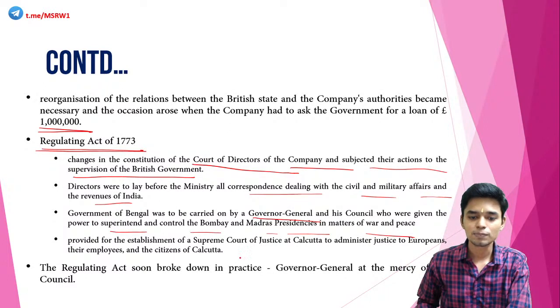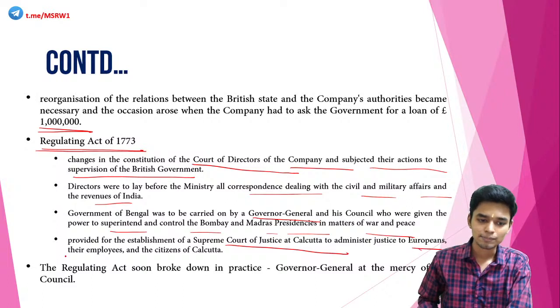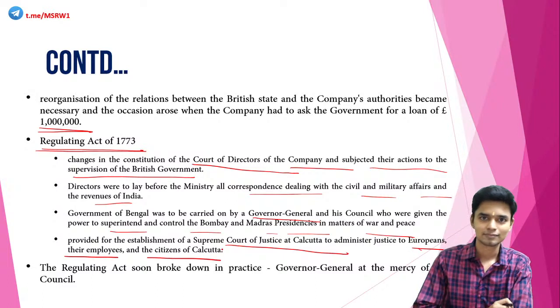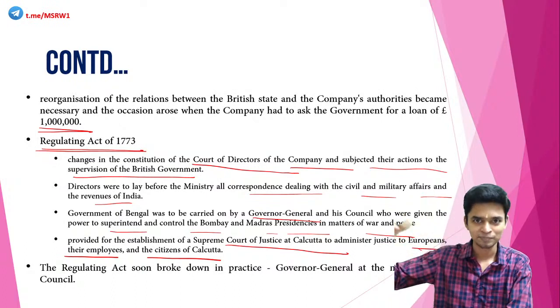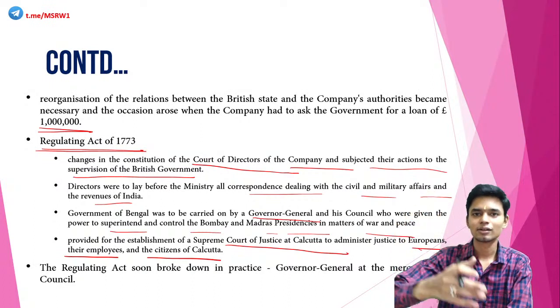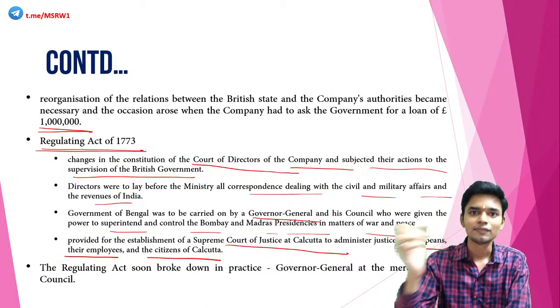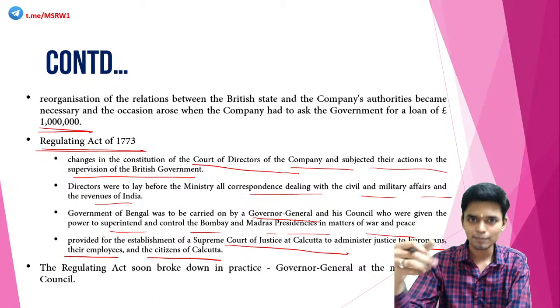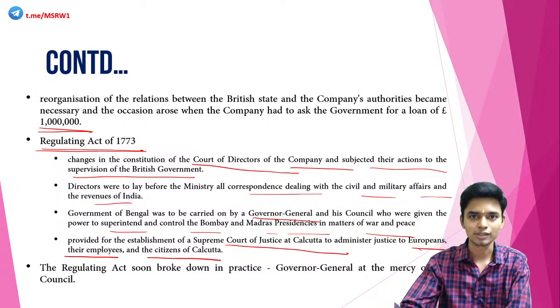The Act provided for the establishment of a Supreme Court of Justice in Calcutta to administer justice for Europeans, their employees and the citizens of Calcutta. This Supreme Court is not something as we see today. Today the Supreme Court of India has jurisdiction all over India. This Supreme Court was specifically looking into Europeans, the employees of the East India Company and the citizens of Calcutta. These are some of the features of the Regulating Act of 1773. There are plenty more. Please read that from the Lakshmikant textbook or Spectrum textbook, or I will take it when I cover those textbooks in the future.